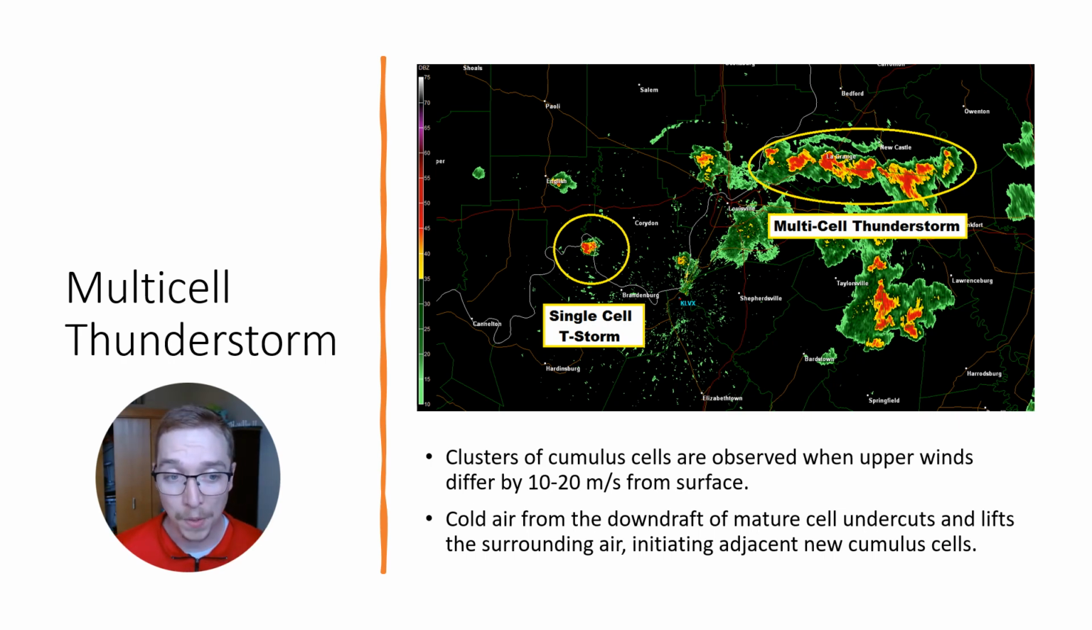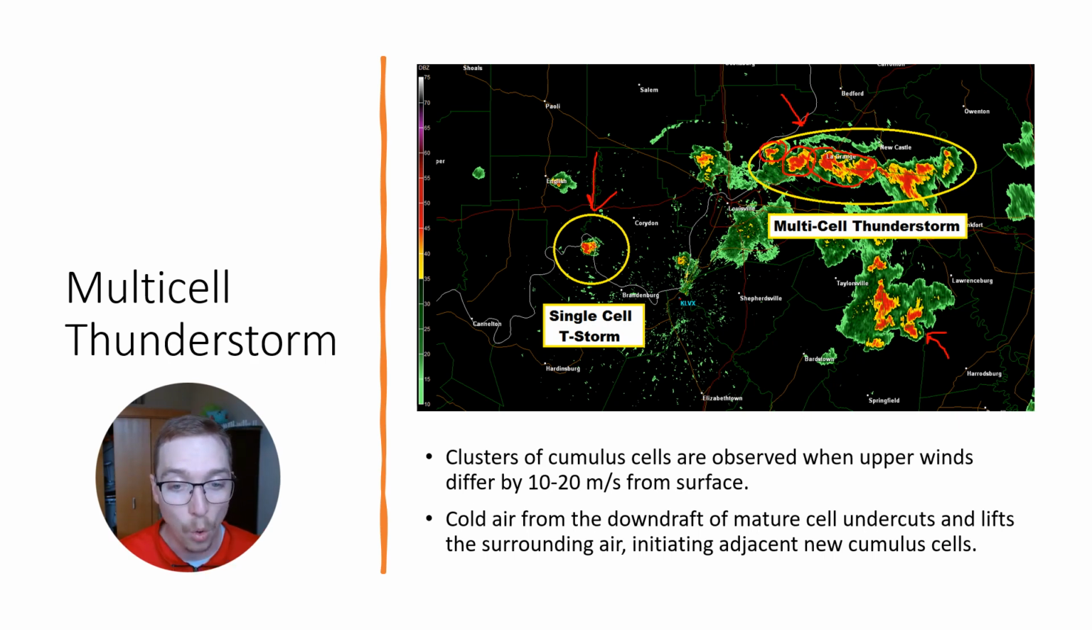So we move into multi-cell thunderstorms. These are clusters of cumulus cells that are observed when upper winds differ by about 10 to 20 meters per second from the surface. Over here, that's just a single cell thunderstorm. Not to say boring, but a single cell thunderstorm can pack quite the punch. Sometimes you get them daisy chaining like this, where you see tons and tons of thunderstorms. Each one of these red, yellow and orange blotches is its own thunderstorm, and they've merged into this massive wall.